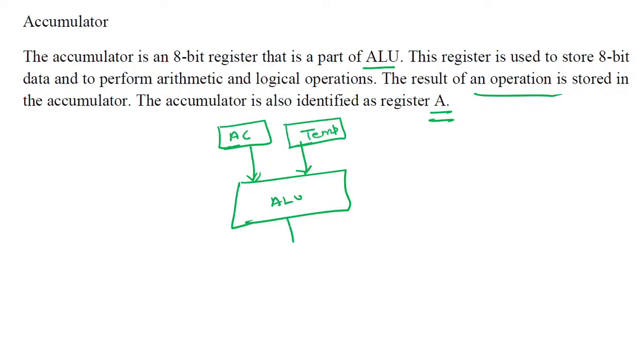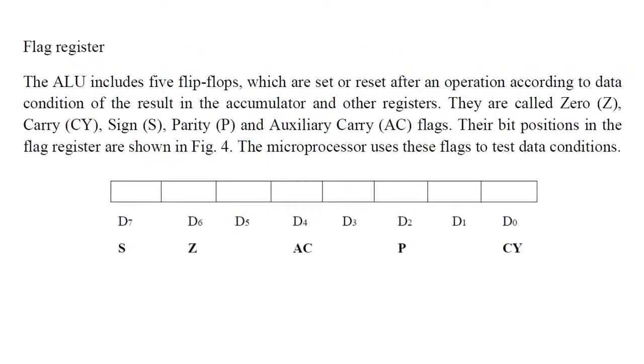Then the operation will be performed and finally the result will be stored in the accumulator itself. So the accumulator is like an intermediate register for the ALU. Whatever operation you perform on the data, the result of that operation will be stored in the accumulator.